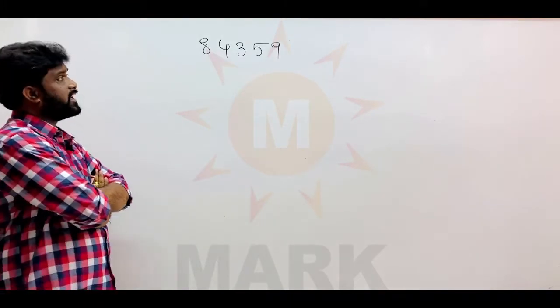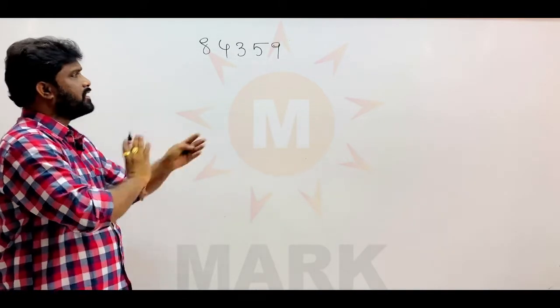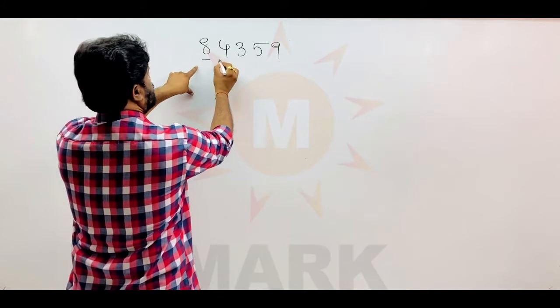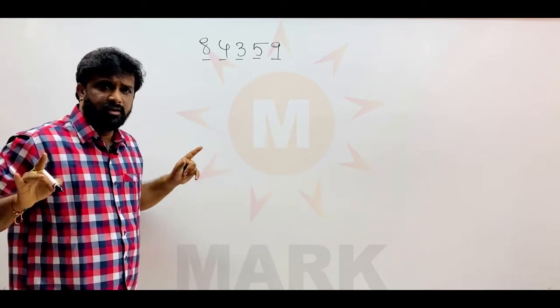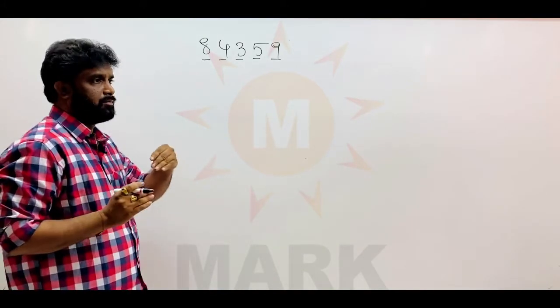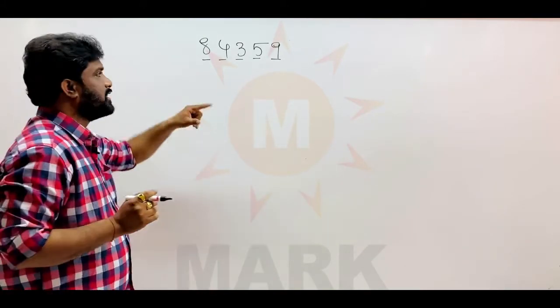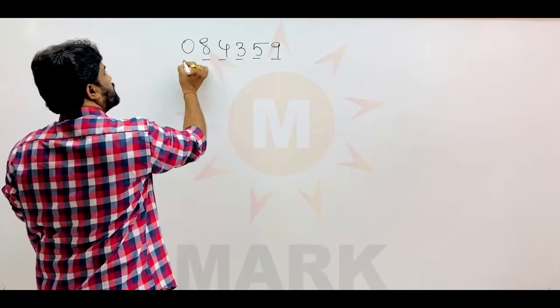Now friends, I have taken a number called 84359, that means 84,359. You know, there are 5 digits in total, 1, 2, 3, 4, 5. For applying the divisibility rule of 11, we know that the total number of digits should be even: 2 digits, 4 digits, 6 digits. If there is a deficiency of a digit, we will put 0. So first of all, I am putting a 0 here.